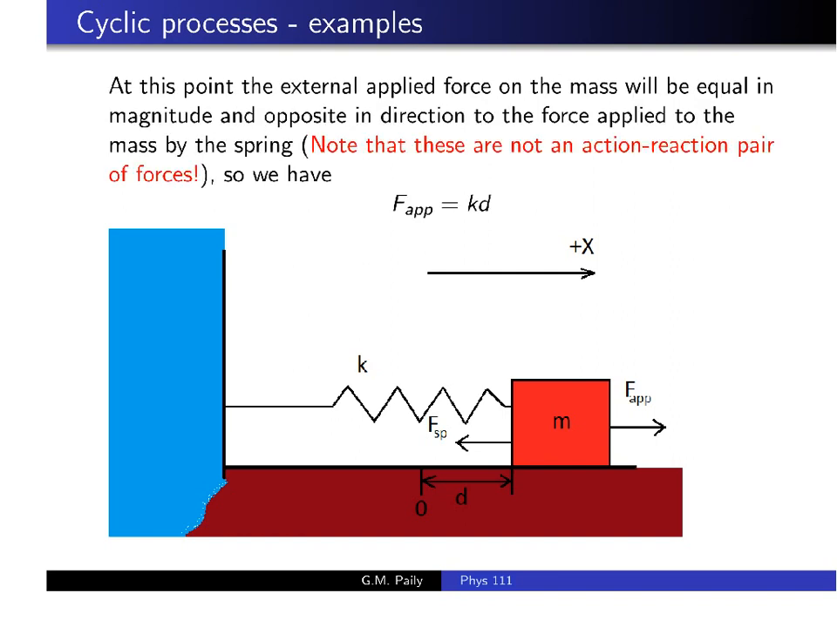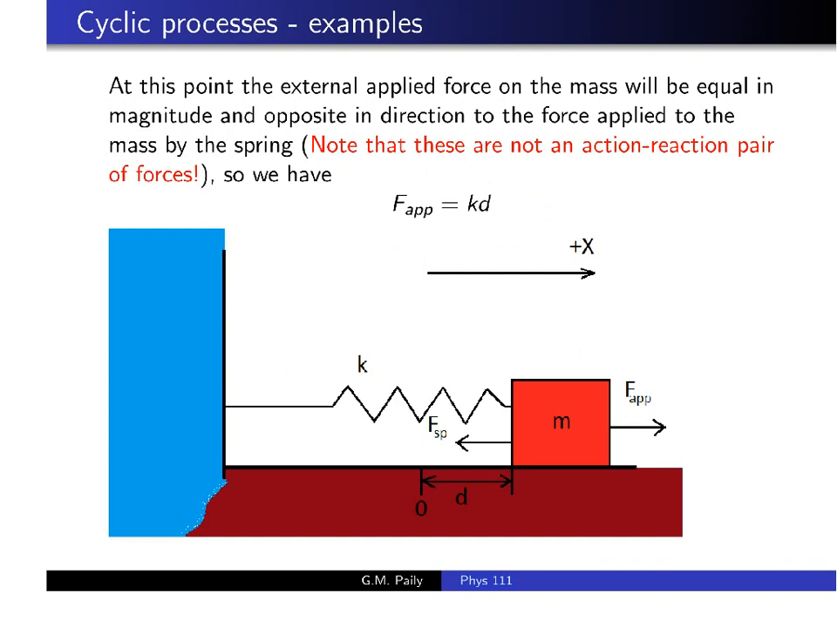And because the net acceleration is zero, the magnitudes of these two forces must be the same. And we know from Hooke's law that the magnitude of the spring force will be the spring constant k times the distance d. So we have F applied is equal to kd.